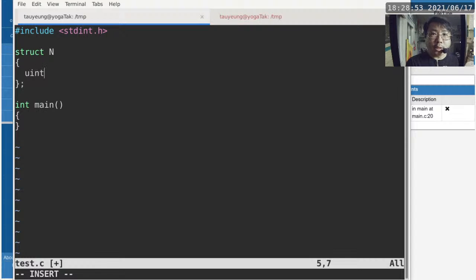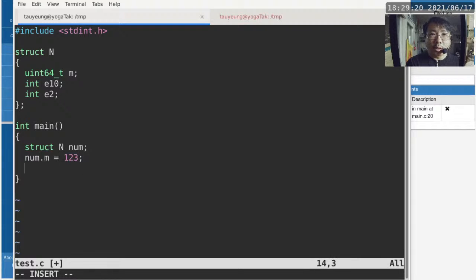So in the struct we have a member called the mantissa. We'll just call it m, so it's easier to type in the future. And then we have e10 as the exponent of 10, and then we have e2 as the exponent in base 2. So now we can make a struct n, lowercase n or num, and now we can say num.m is 123, num.e10 is 28, num.e2 is 0, and then return 0.